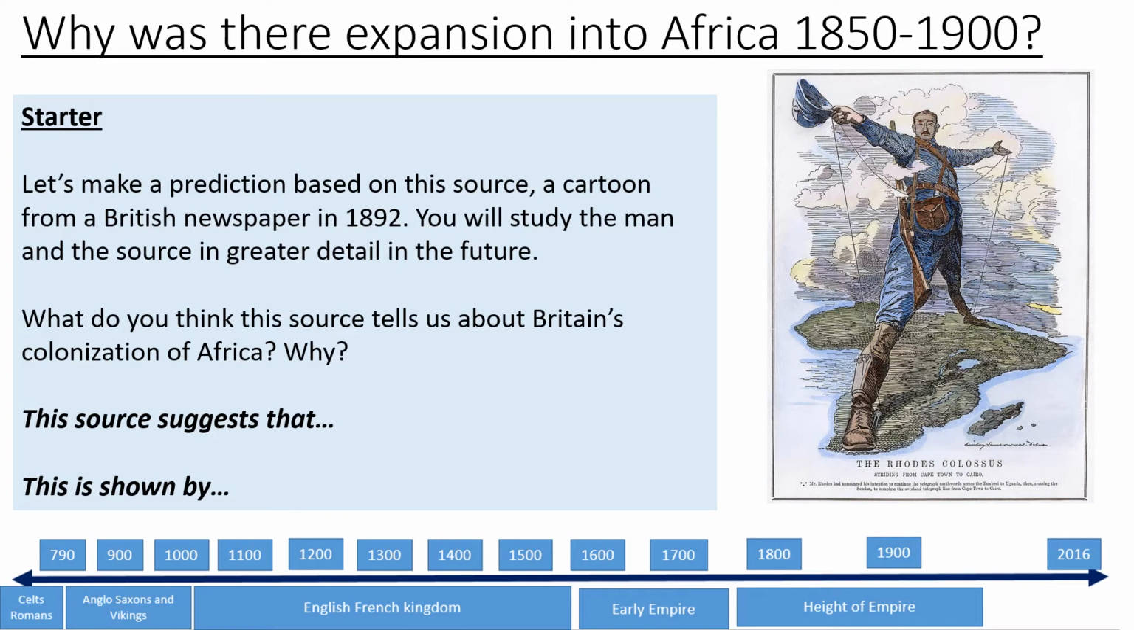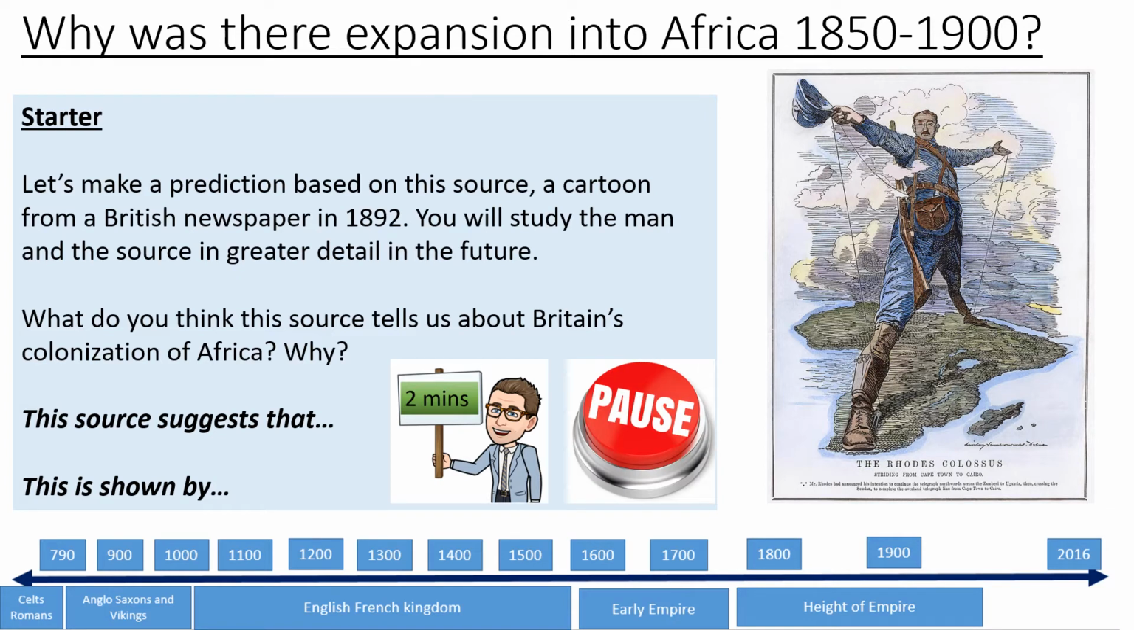So, underline this title. This is the start of our first lesson. Why was there expansion into Africa 1850 to 1900? I want you to look at this source. I want you to make a prediction. What do you think this source tells us about Britain's colonisation of Africa and why? Use the sentence starters I have put on there. You've got 2 minutes to do this, writing your title and underlining it and answering that question. Pause this slide here.